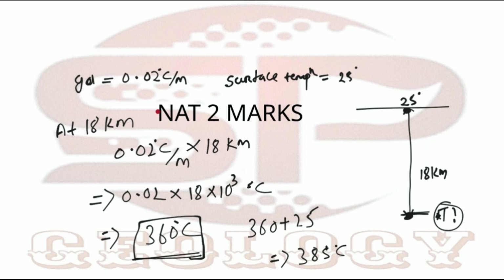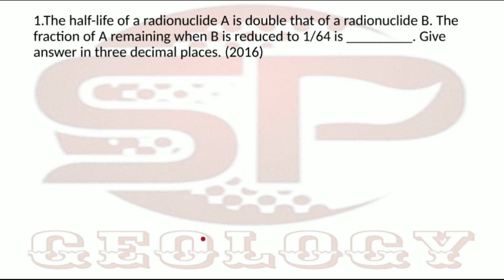This comes to 2 mark questions. First question is the half-life of the radionuclide A is double that of the radionuclide B. A and B are two substances. If the half-life of radionuclide A is X, then for B the half-life will be 2X.